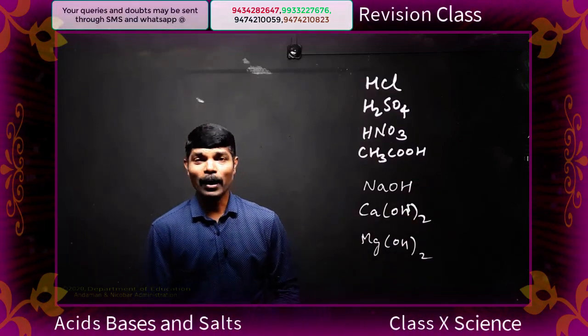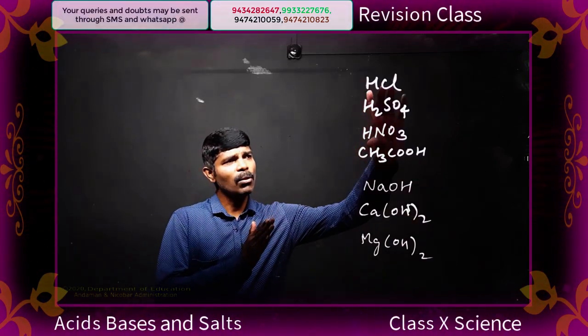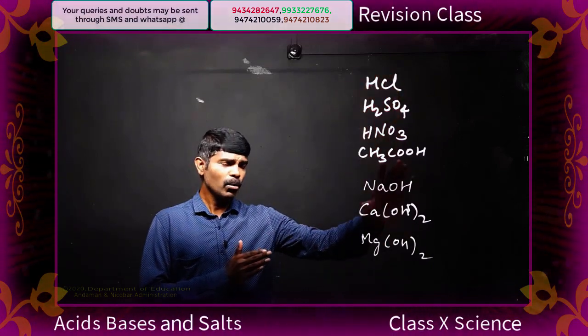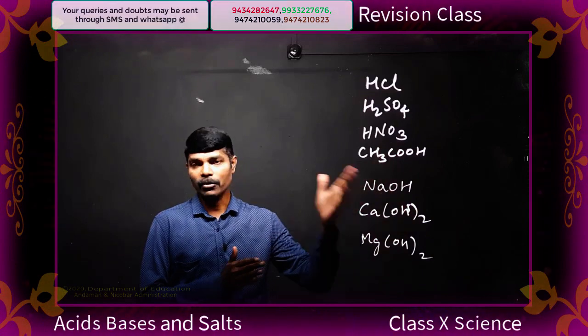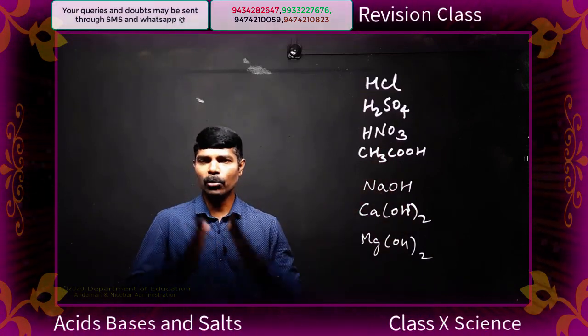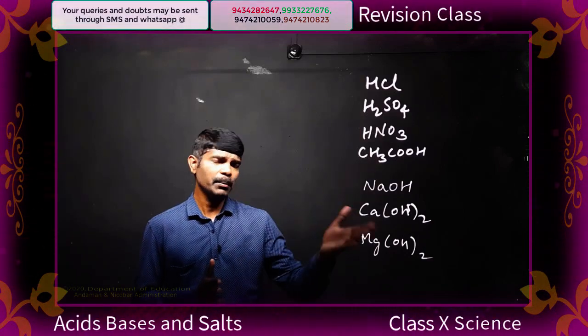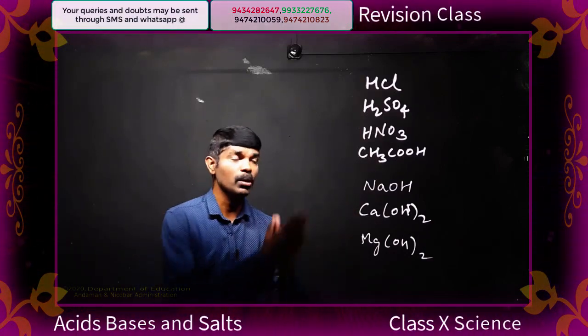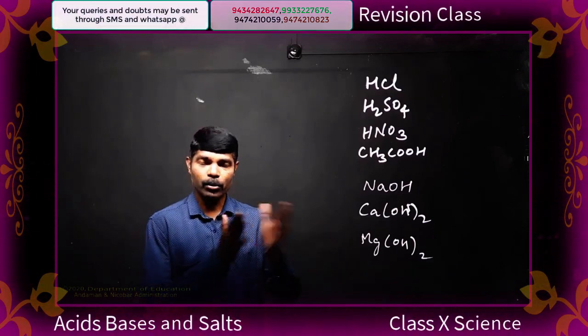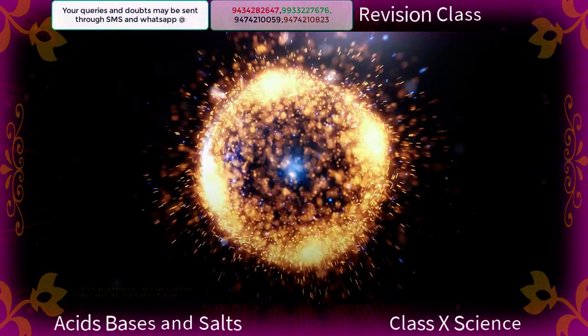All these are the bases available in the lab. When we talk about acids and bases, you should know at least 3 or 4 acids and their molecular formulas, and also the molecular formulas of some of the bases, because we are going to learn about acids and bases throughout this chapter. You must know the molecular formulas of all these acids, so that you will understand the remaining portion very clearly.